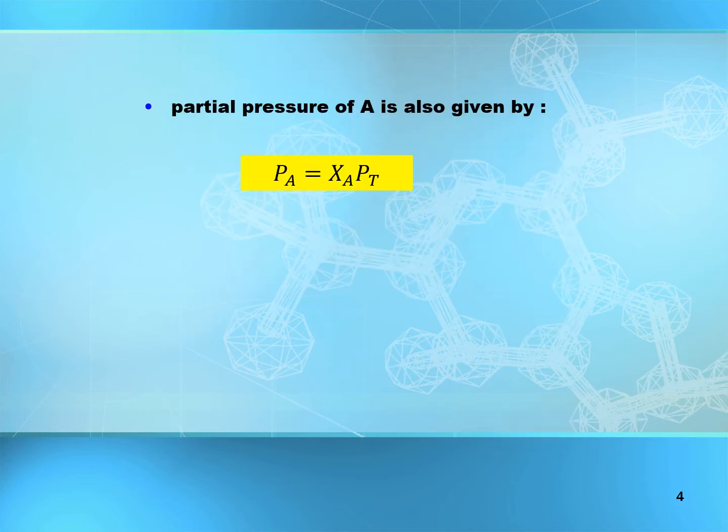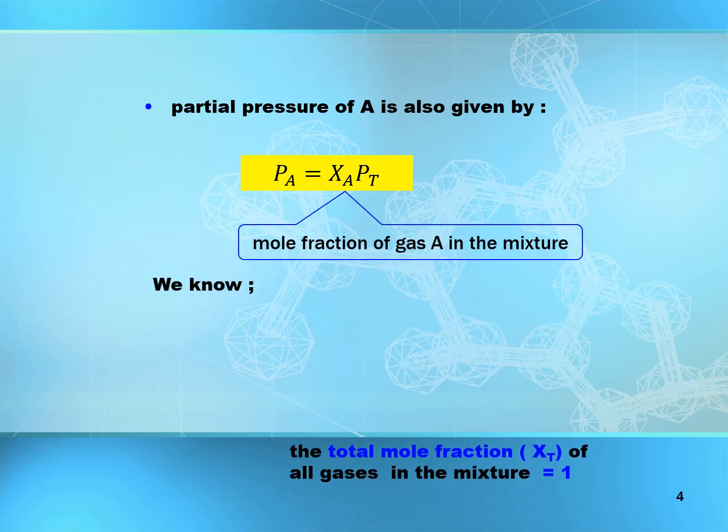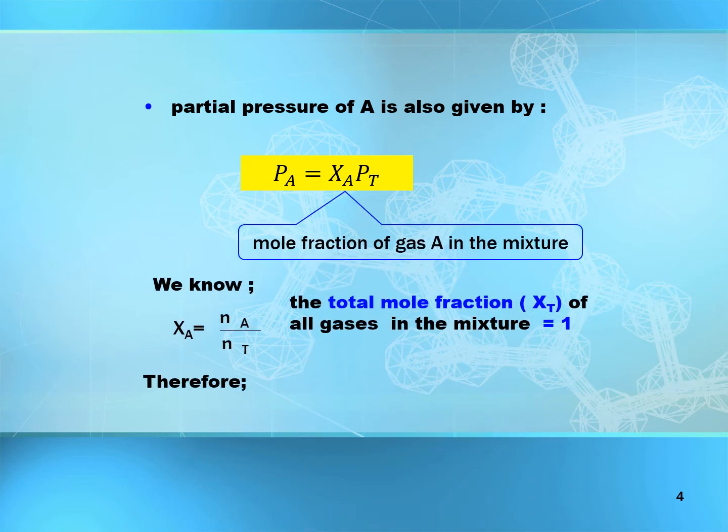Partial pressure of A is also equal to the mole fraction of A multiplied by total pressure. And partial pressure of A is also equal to the number of moles of A divided by the total number of moles, multiplied by total pressure.